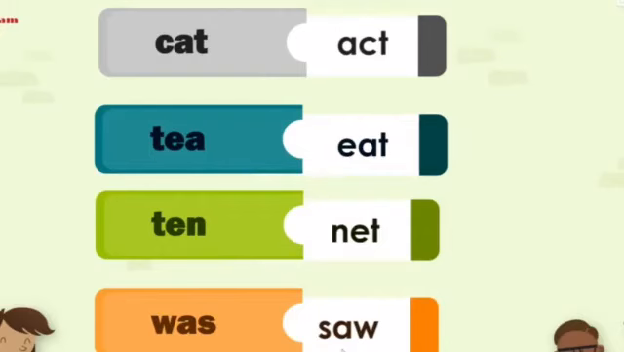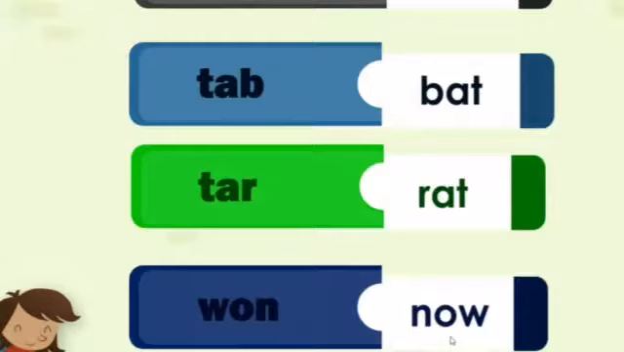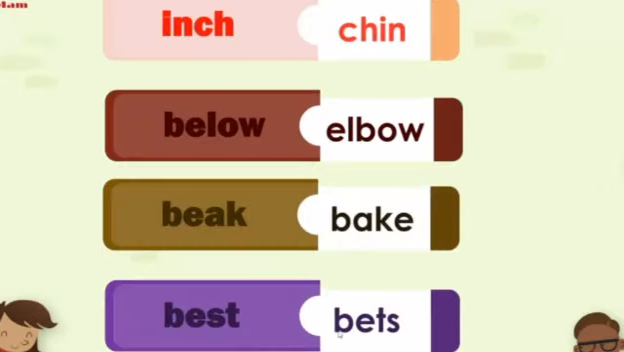Now, here also: cat, act; tea, eat; ten, net; watch, saw. You can see the words and letters are the same, but they are rearranged to make a meaningful word. Also, tab, bat; tar, rat; own, now.